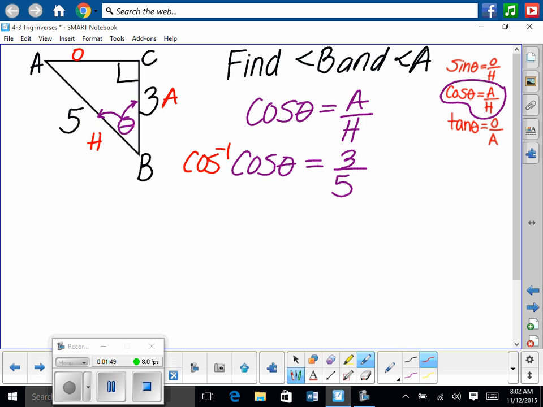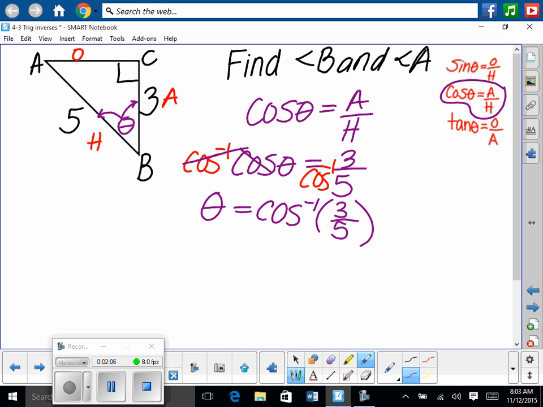We have to do it to both sides of the equation. Then inverse cosine and regular cosine cancel out. That's what inverses do. So that leaves us with theta on the left is equal to cosine inverse of 3/5. And you type it into your calculator. Second cosine. So everybody practice, not just watch everybody else. Second cosine of 3 divided by 5. 53.1, right? So theta is equal to 53.1 degrees.